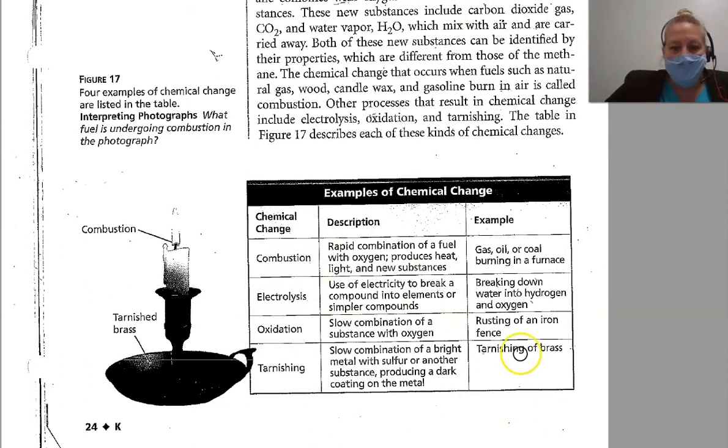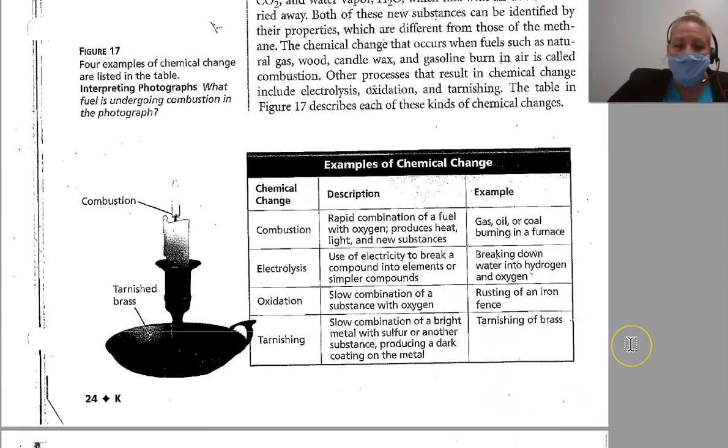Okay, combustion. Rapid combination of a fuel with oxygen produces heat, light, and a new substance. So examples are gas, oil, or coal burning in a furnace. Electrolysis, using electricity to break up compounds into elements or simpler compounds. So breaking down water into hydrogen and oxygen. Oxidation, slow combination of a substance with oxygen, such as rusting of an iron fence. Tarnishing, slow combination of a bright metal with sulfur or another substance, producing a dark coating on the metal. So this is like the tarnish of brass.